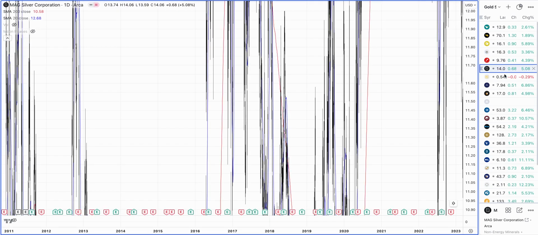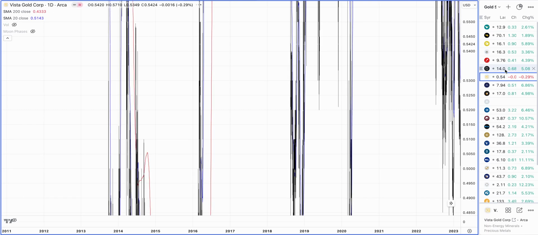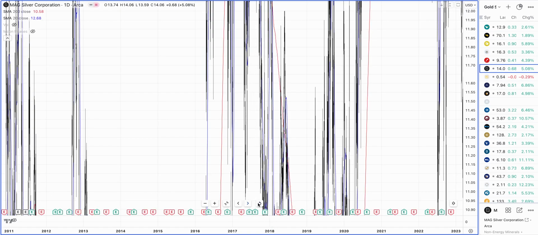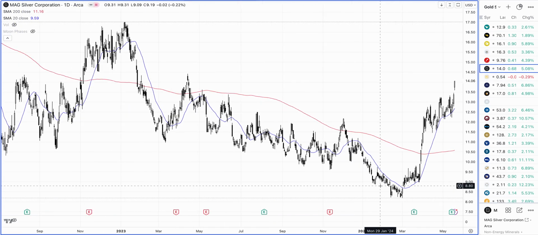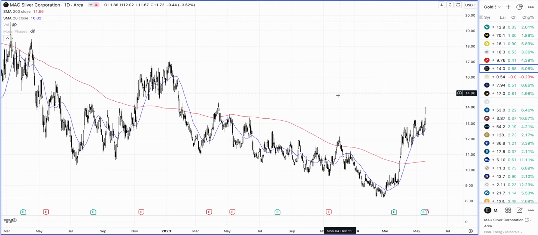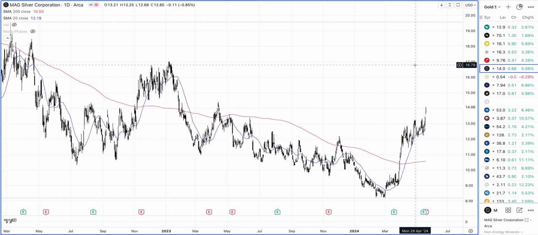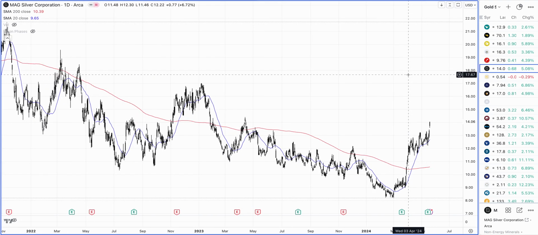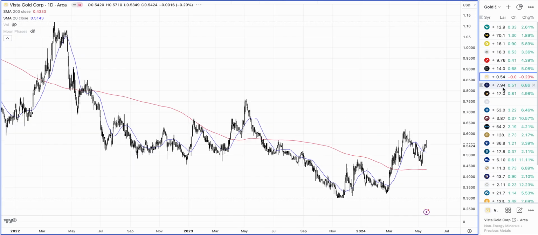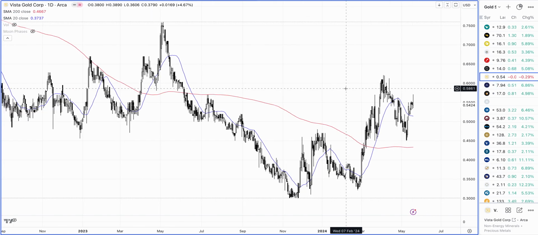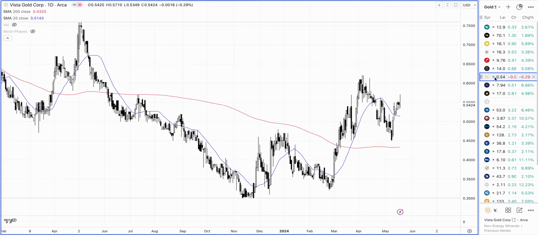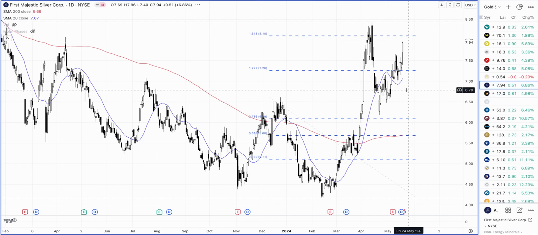Let's take a look at what is this, Mag Silver. Actually, Mag Silver, let's take a look at this one, because wow, the silver had a fantastic move. So going for this high and then possibly for this high. Momentum is strong. Look how far apart the moving averages are. That's where a strong move starts. So interesting one, Mag Silver. This is Vista Gold. I think Mag Silver has the better looking chart.